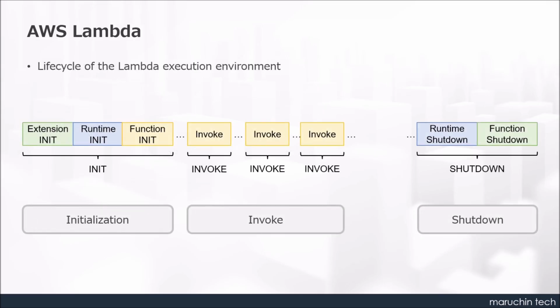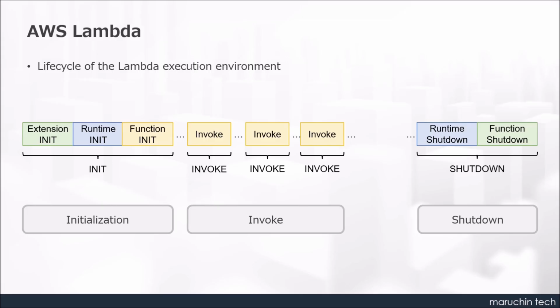This is the lifecycle of the Lambda execution environment. Skipping strict technical details, the Lambda function lifecycle consists broadly of init, invoke, and shutdown. In the first invocation, Lambda downloads the code, starts the runtime, and performs initialization. In the next invoke phase, the function runs to process the event. When processing is complete and it remains idle for a certain period, the execution environment is destroyed.